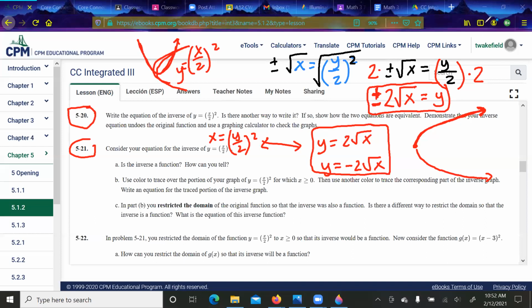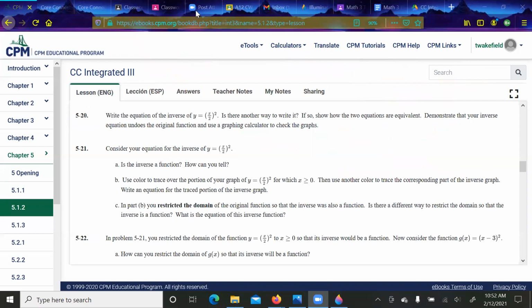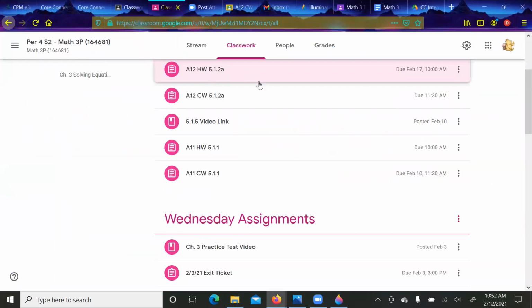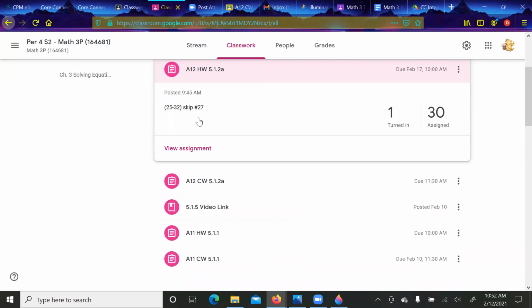Your homework, let's see, your homework is your classwork here. I didn't mean to move that, it won't let me click on it. I don't know why it does that sometimes, but here, oh, there it is. 25 through 32, skip 27.